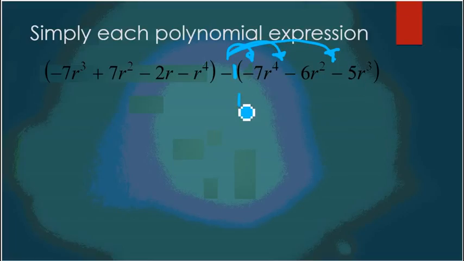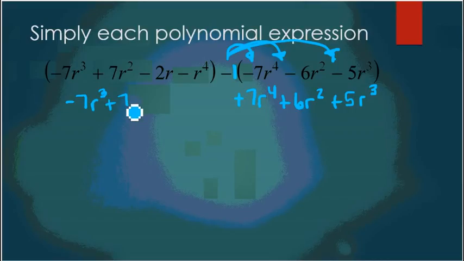Negative times a negative is a positive 7r to the fourth. Negative times a negative is a positive 6r squared. And negative 1 times negative 5 is positive 5r cubed. Now we bring down the other leading polynomial, which is negative 7r cubed plus 7r squared minus 2r minus r to the fourth. And then we have all of those. Now we're going to combine like terms.